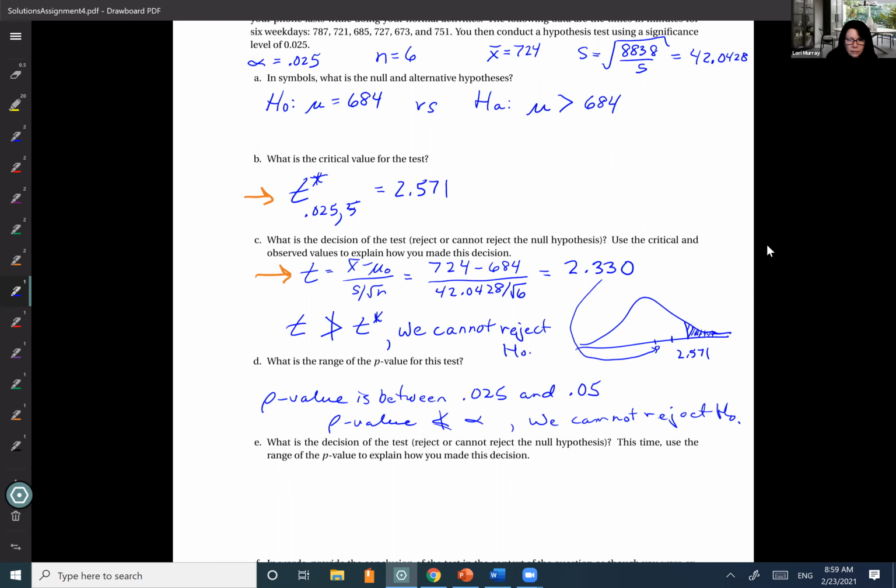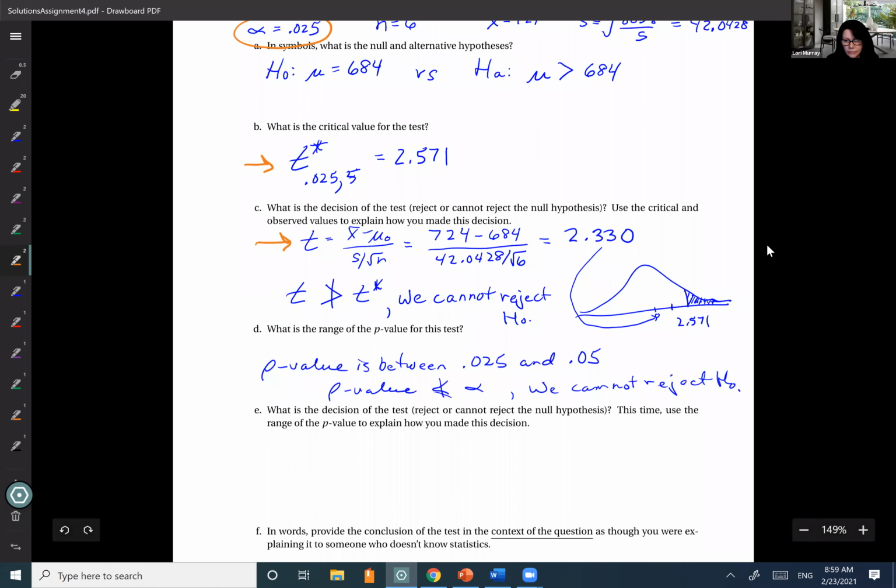And we cannot reject because it's not, right? Because if the p-value is a number between, just pick any number between 0.025 and 0.05, just any number between those two values, it is not going to be less than 0.025, because remember up here, our alpha was 0.025. So in order to reject the null hypothesis, the p-value has to be less than the significance level.